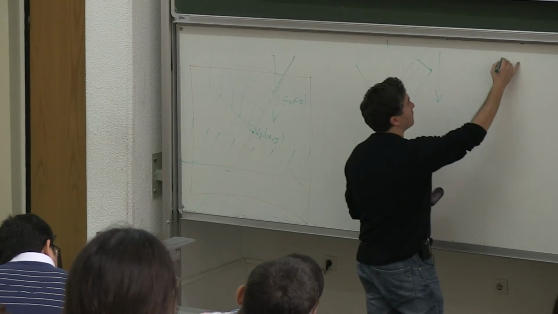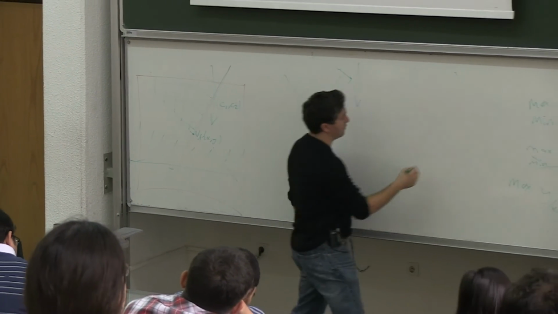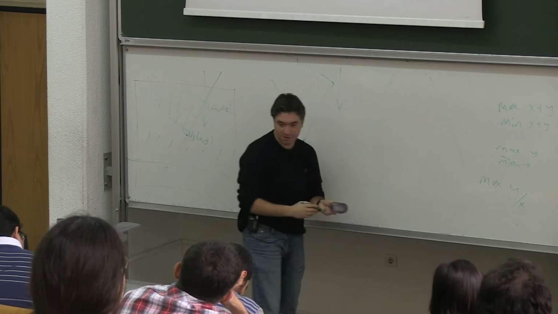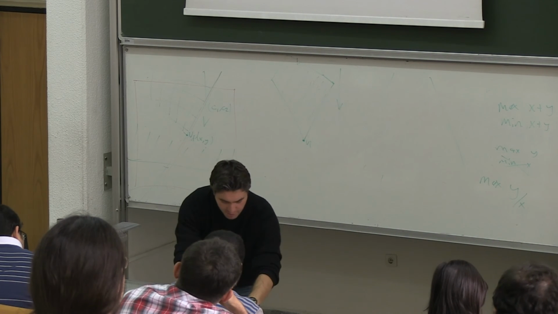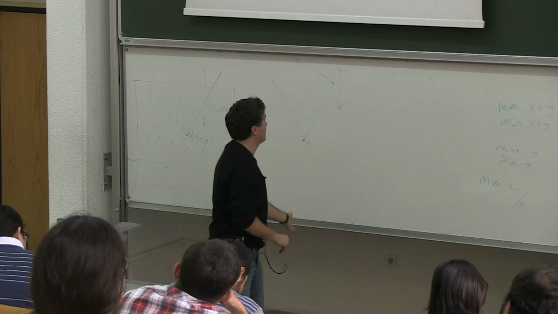The other two cases are: what if your feasible region, the intersection of half planes, is unbounded? Let me now use the other board.